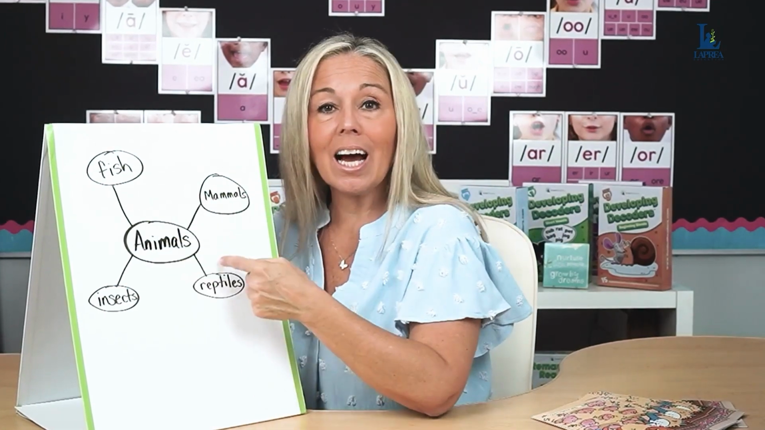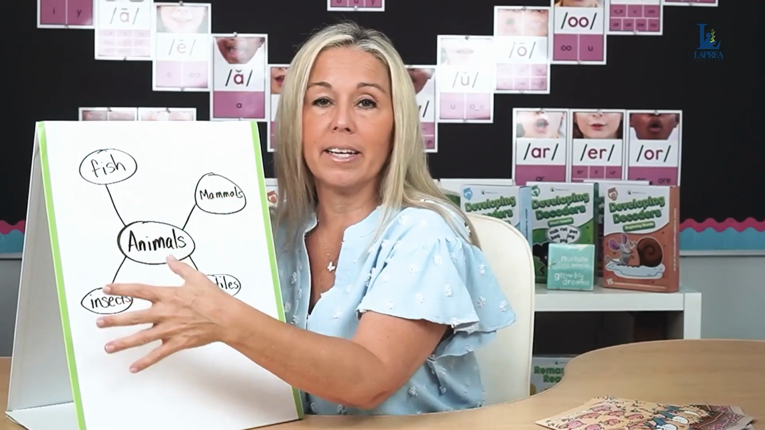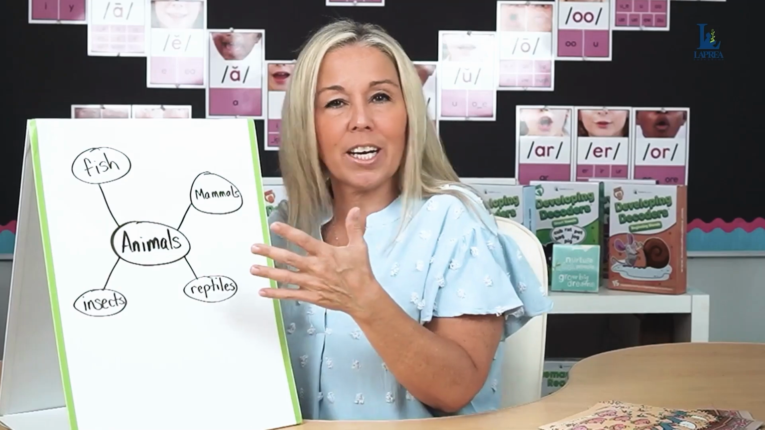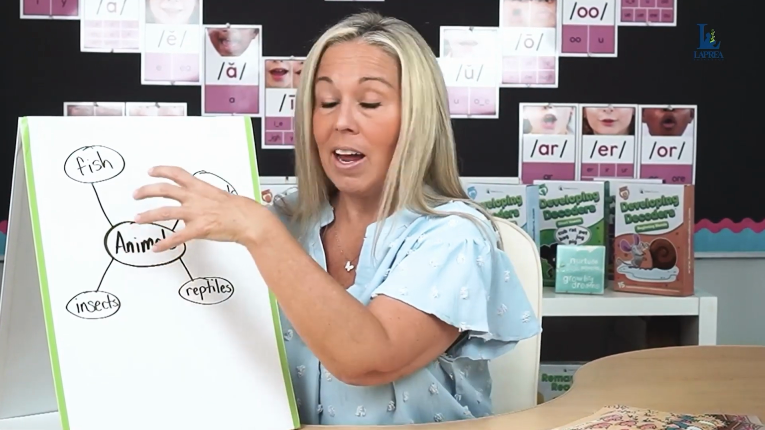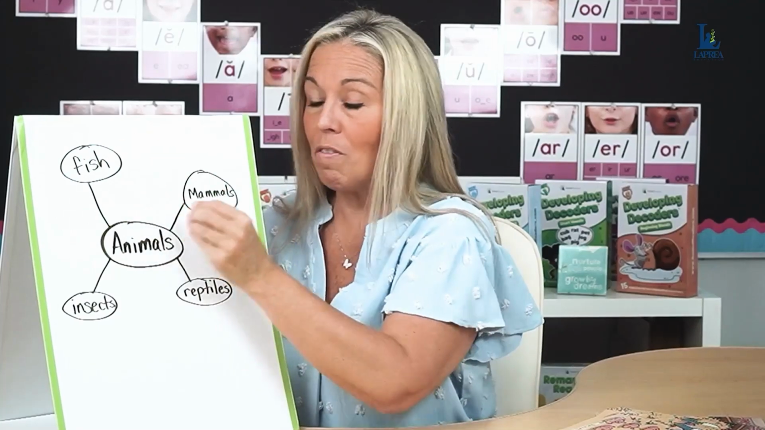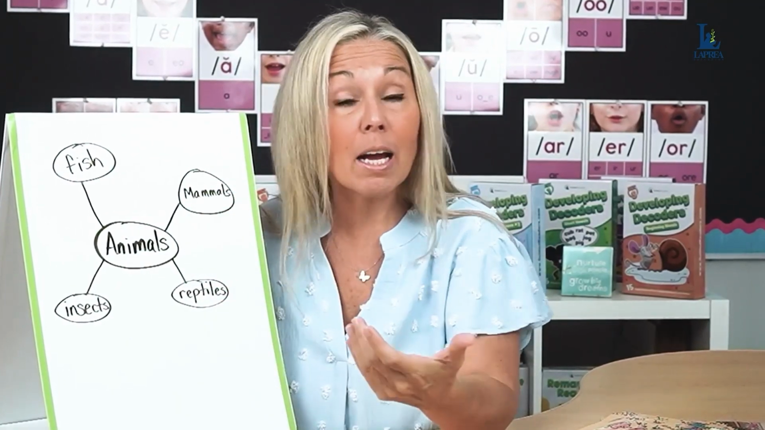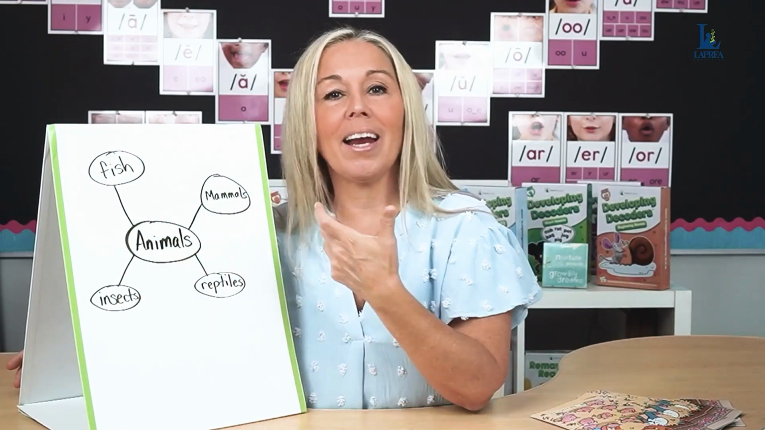By placing a central idea in the middle and then branching out to related topics, children can see how ideas are interconnected. So as you can see, we're dealing with animals here, and we've got animals in the middle, and then all of the different little breakouts of animals and the different types of animals. Of course, this isn't exhaustive, but I just wanted to give you an idea.